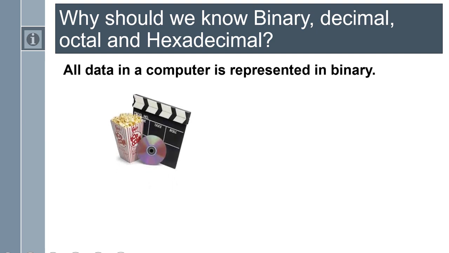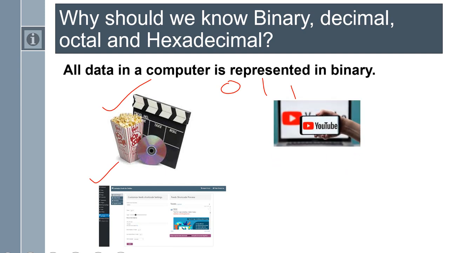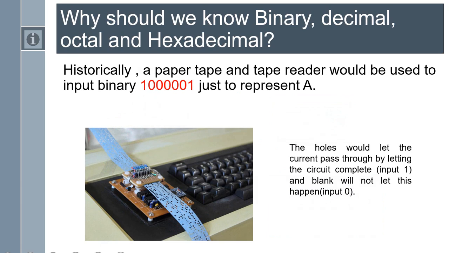All the data in a computer is stored in binary form, that is 0, 1, whether it is a picture, a web page or email, a YouTube video, or a Facebook page. Everything will be in binary, 0 or 1. Historically, a paper tape and tape reader would be used to input binary like this, just to represent the letter A. The holes would let the current pass through, completing the circuit and inputting 1, and a blank would not let this happen. You can see in this picture, this is the paper tape.